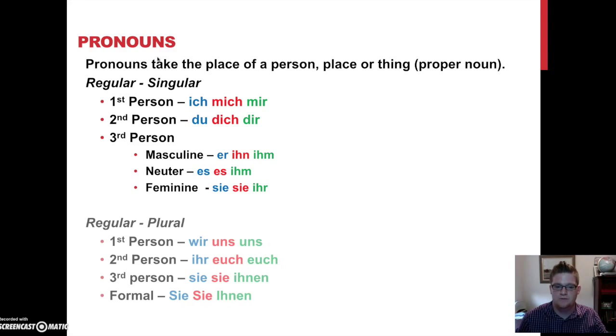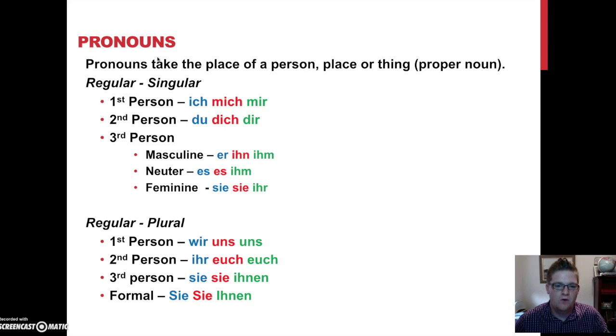Now let's take a look at the plurals. First person nominative is wir, first person accusative is uns, and first person dative is also uns. In second person, the noun becomes ihr in the nominative case, euch in the accusative case, and euch in the dative case. For third person, the noun will become sie in nominative case, sie in accusative case, and ihnen in dative case. And then we have to deal with formals.